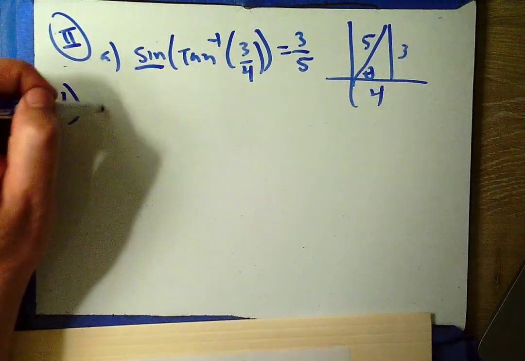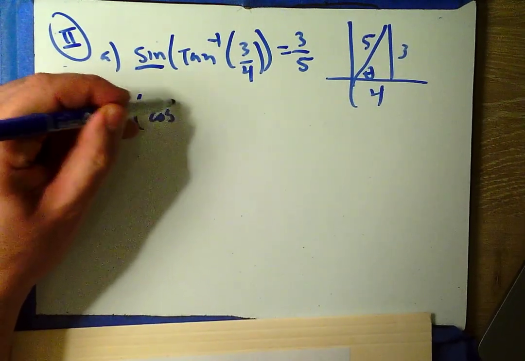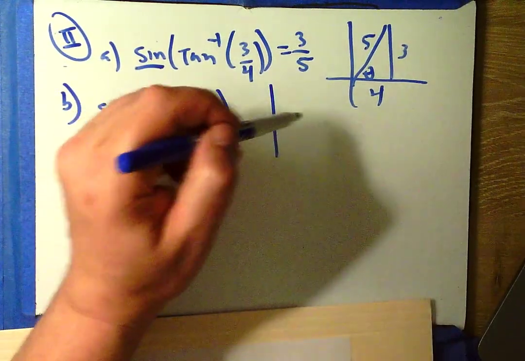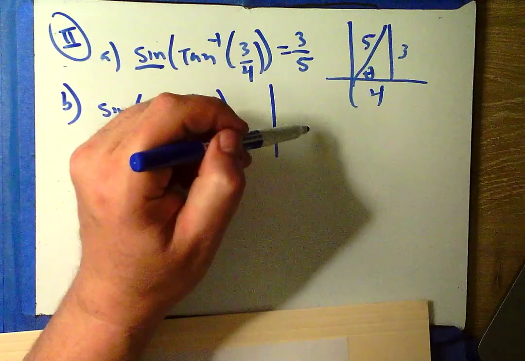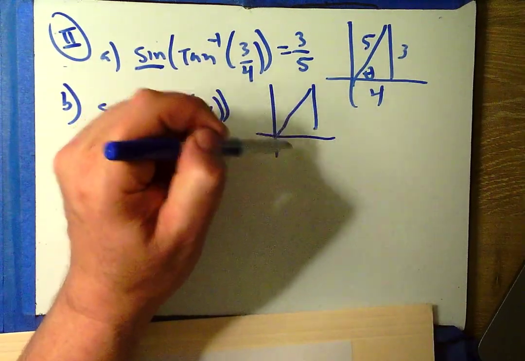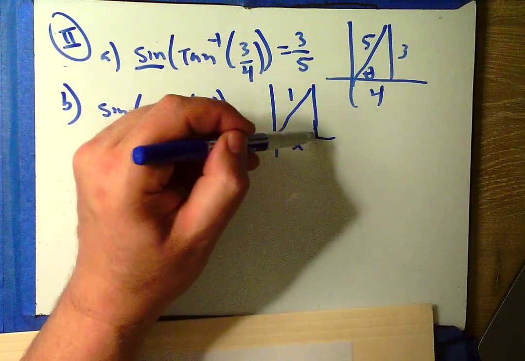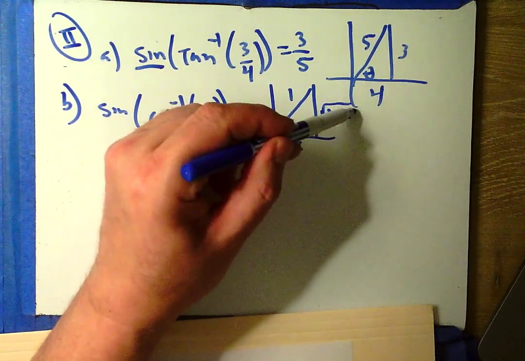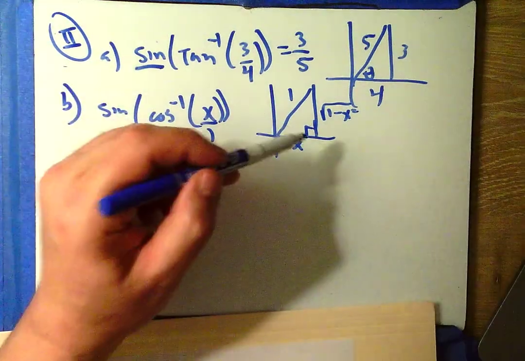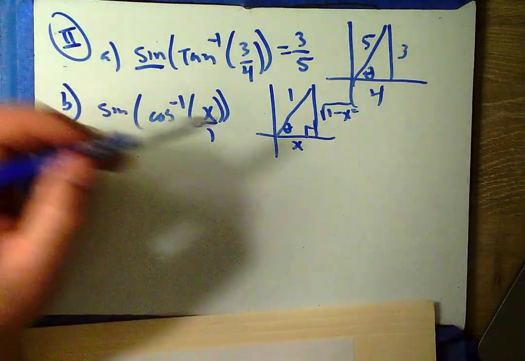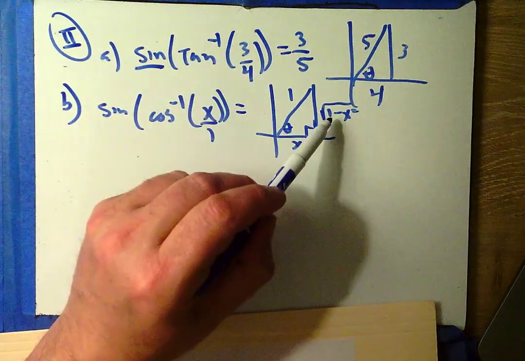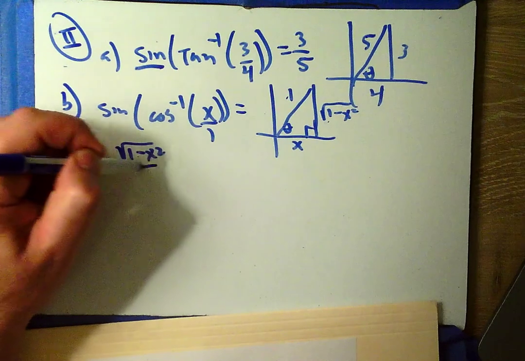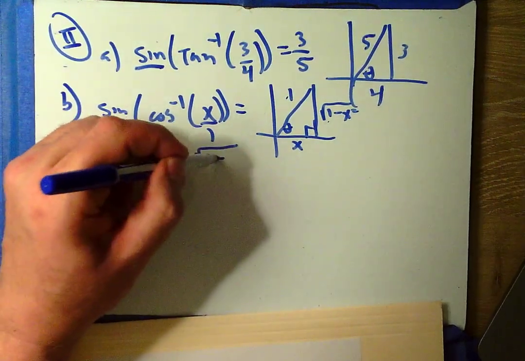B, sine of cosine inverse of x. Okay, remember, I like to think of this as x over 1. So this is x, this is 1, and if I use the Pythagorean theorem, I get 1 minus x squared. Okay, there's our theta, and what's the sine in this picture? The sine is opposite over hypotenuse, or root 1 minus x squared over 1, or simply root 1 minus x squared.